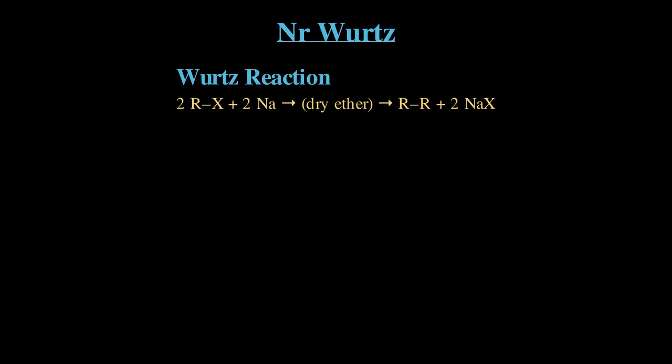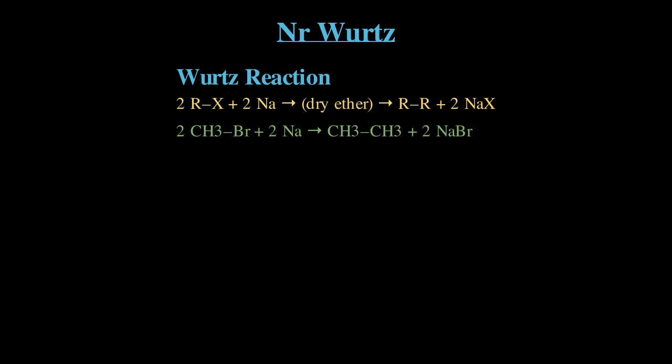The general reaction is straightforward. You take 2 molecules of an alkyl halide, let's call it R-X, and react them with 2 atoms of sodium metal. This must be done in dry ether to prevent sodium from reacting with water. The result is a new carbon-carbon bond, forming R-R, plus 2 units of sodium halide, NaX. For a concrete example, if we take 2 molecules of methyl bromide, or CH3-Br, and react them with sodium, we get ethane, CH3-CH3, plus sodium bromide.